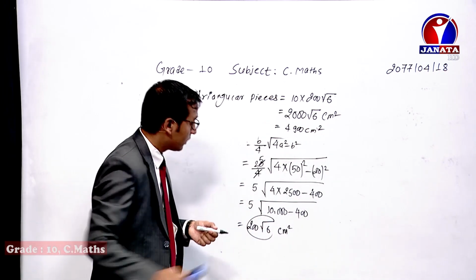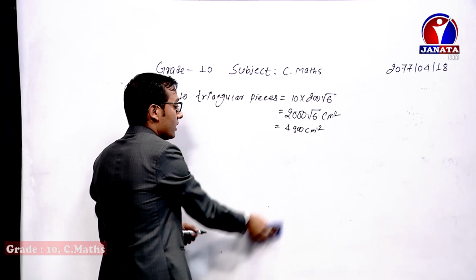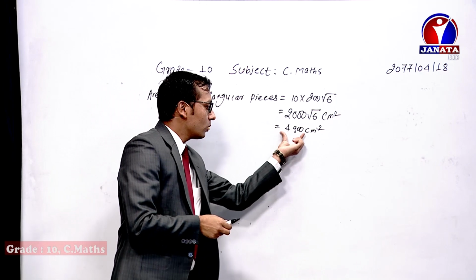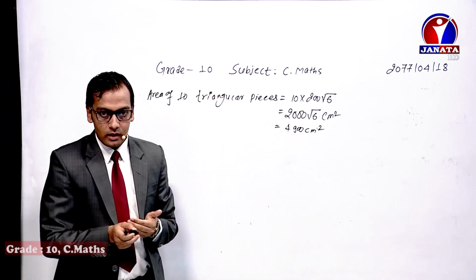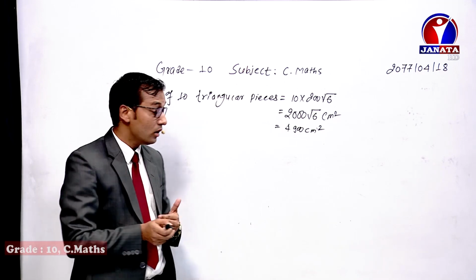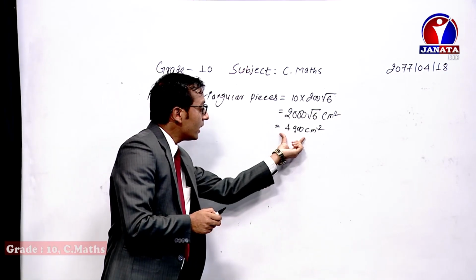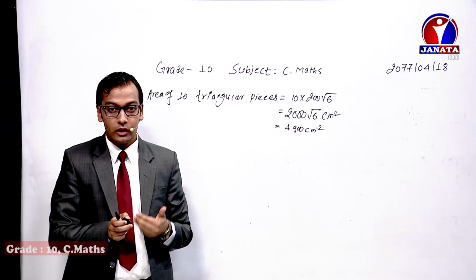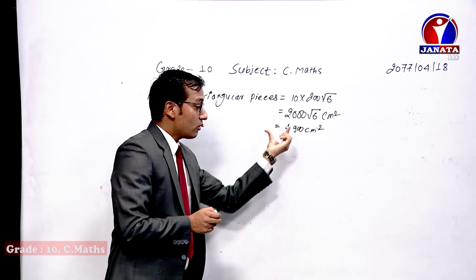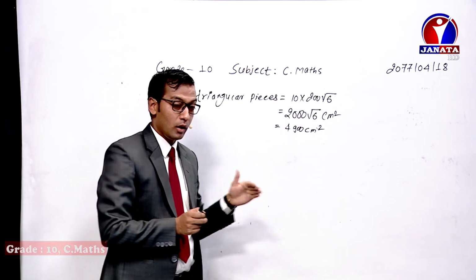So this is the area of this umbrella, which is made by combining a total of 10 triangular pieces, each measuring 20 cm, 50 centimeter and 50 centimeter. So that is an isosceles triangle. So after finding the area of 10 triangular pieces, now we got the area of this umbrella.